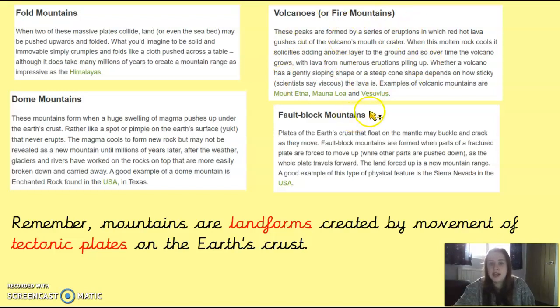So we've got fire mountains, and then we've got fault block mountains, which was when the crust of the earth and the mantle sort of crack as they move. So as they are pushed together and form mountains in the same sort of way as fold mountains, they have those telltale cracks up the side to show that as they were forming, they started to crack as they moved. Okay, so remember, mountains are landforms and they are all created by different movements of the different layers, tectonic plates on the Earth's crust.